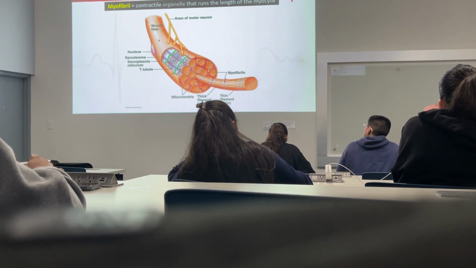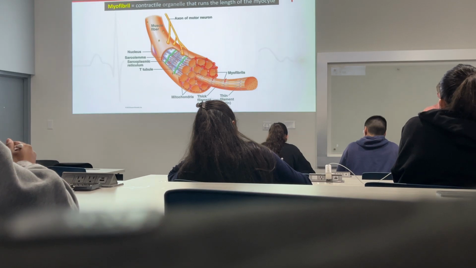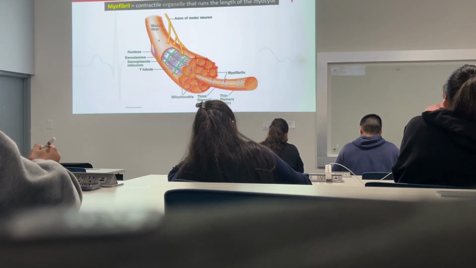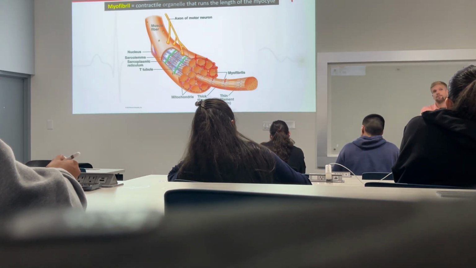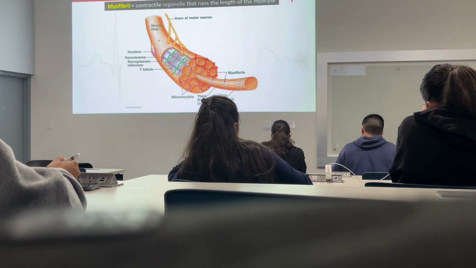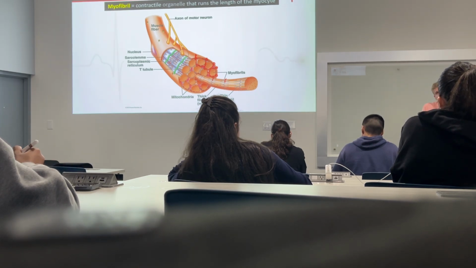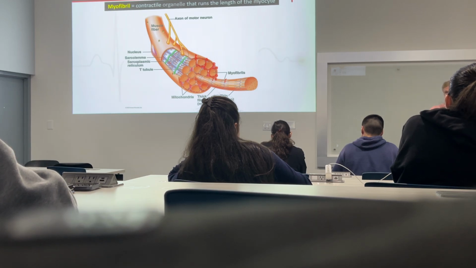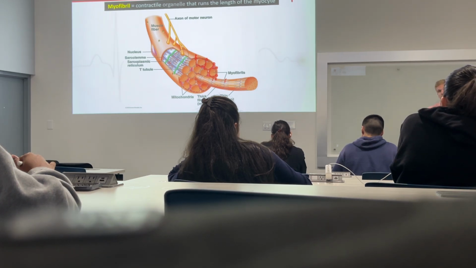And where it attaches to the plasma membrane is onto these little proteins called costomeres. And the costomeres actually attach to the endomysium, the connective tissue that surrounds the muscle fiber. So this is what would happen, basically. Myosin and actin would interact with each other during a contraction, and they would generate force.